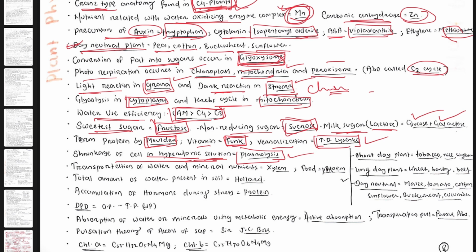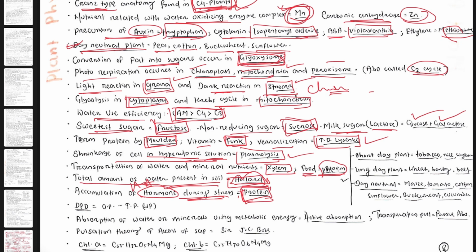If we place a cell in hypotonic solution, meaning the concentration of the environment where we put the cell is much lower than the cell concentration, then water will flow into the cell and turgidity will occur. In isotonic solution, the concentration of the medium is equal to the concentration of the cell, so there will be no movement of water. Remember this. Transportation of water and mineral nutrients occurs through xylem, and transportation of food inside the plant occurs through phloem. The total amount of water present in soil is known as holard.